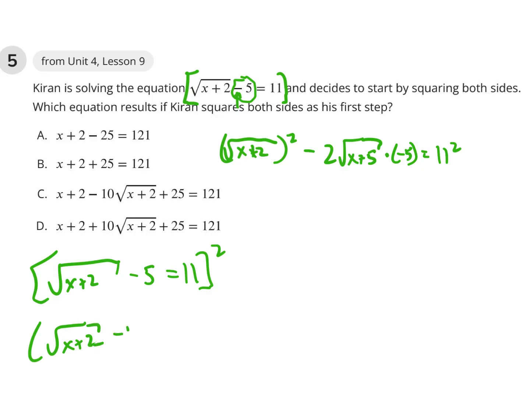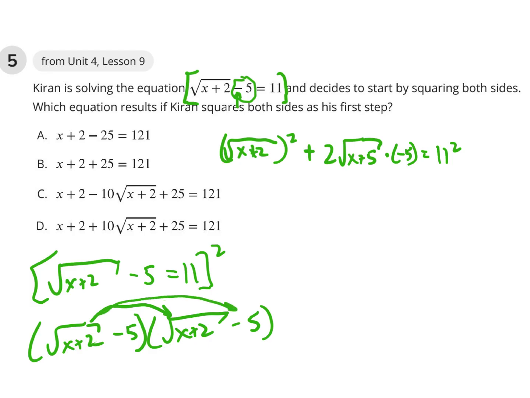X plus 2 under the radical minus 5 times x plus 2 under the radical minus 5. And 11 is on the other side of the equation, so it doesn't do anything. So x plus 2 quantity squared minus 5 times 2, or let's say plus here, because that's the equation. So minus x plus 2 squared. I forgot to do the minus 5 squared part of it. Minus 5 squared.